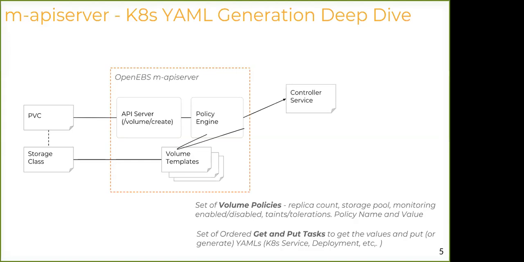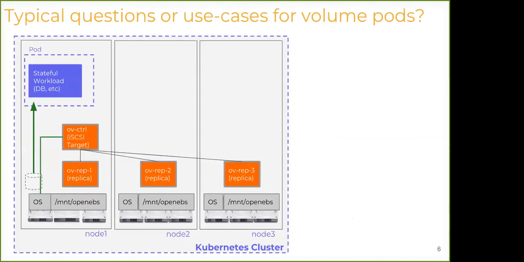All right, so the arrows that we see just now are relevant to the policy engine and the volume templates. This says that the volume templates are the ones which, along with the policy engine, are able to create the Kubernetes deployments and services. So in OpenEBS's case, it is creating the replica deployment, the controller deployment, and also the controller service, right?